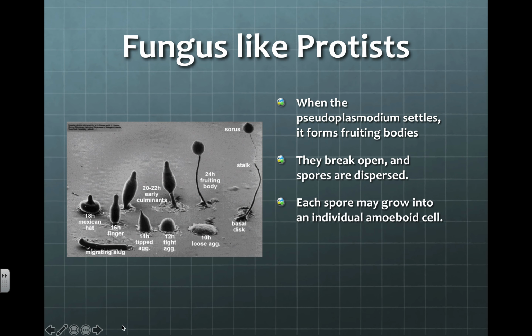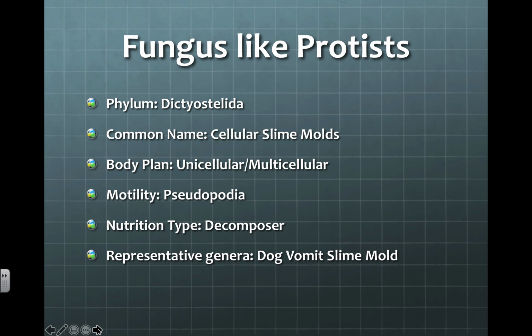All right, when the pseudoplasmodium settles, it forms fruiting bodies. Remember, the fruiting body is going to be what you see above the ground. The fruiting body will break open, it releases spores, and each spore, if the conditions are favorable, is going to grow into an amoeboid cell. And this just shows you within hours how that happens, but you're not going to see that on the test.